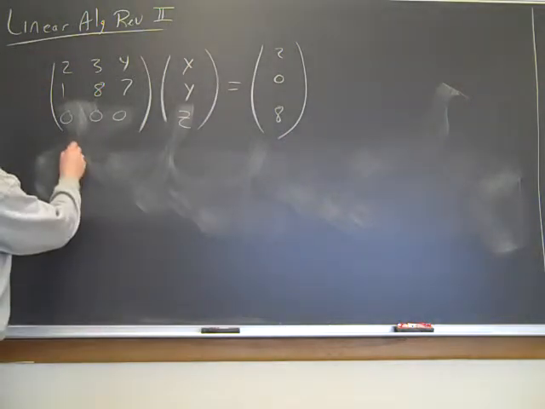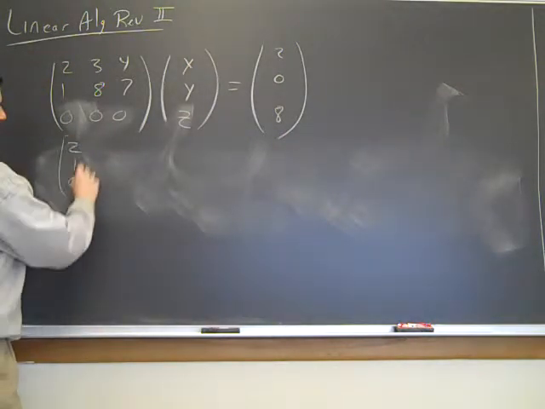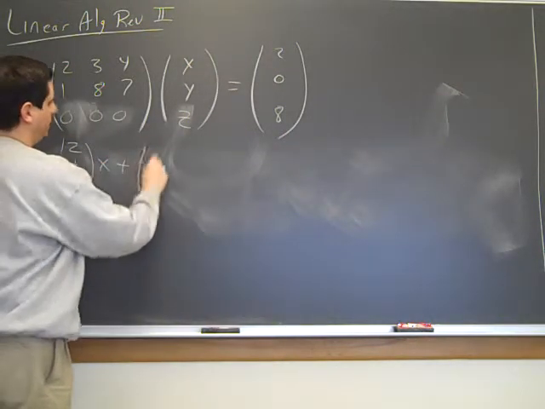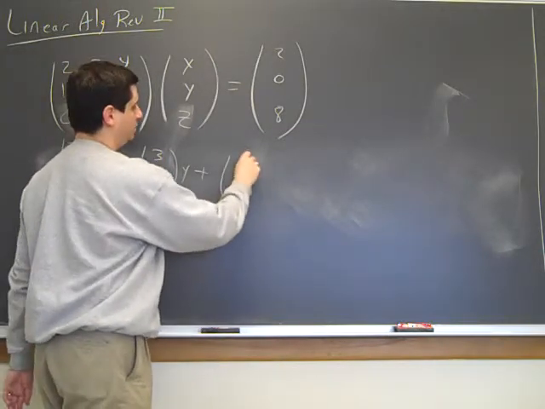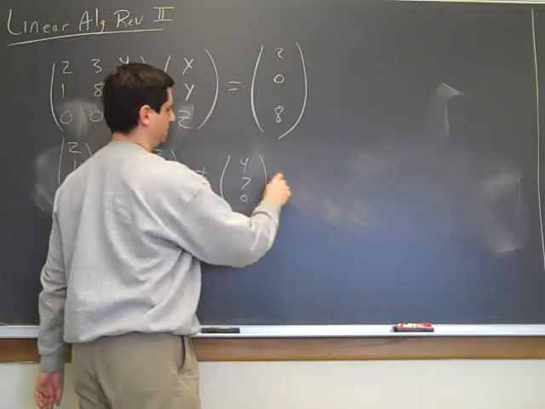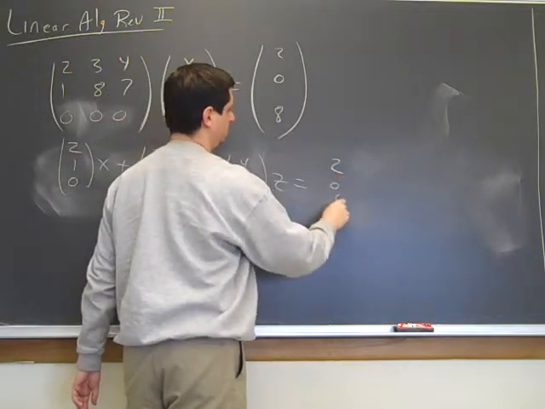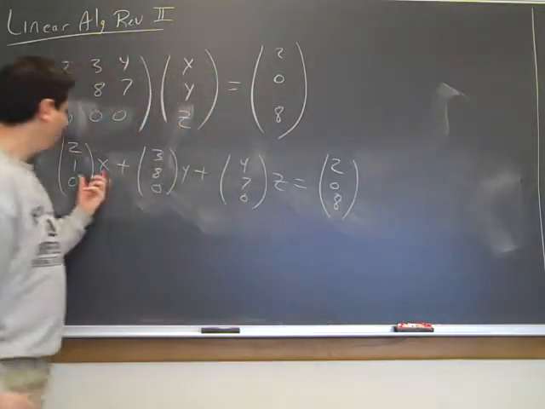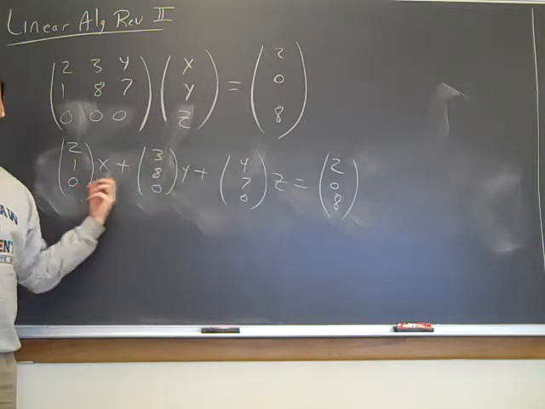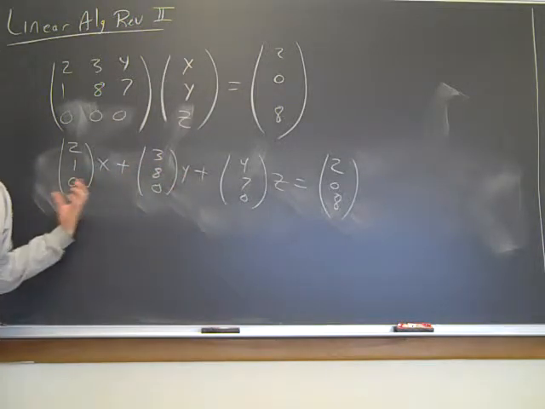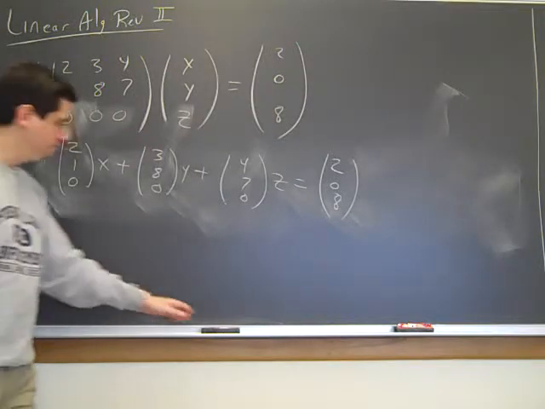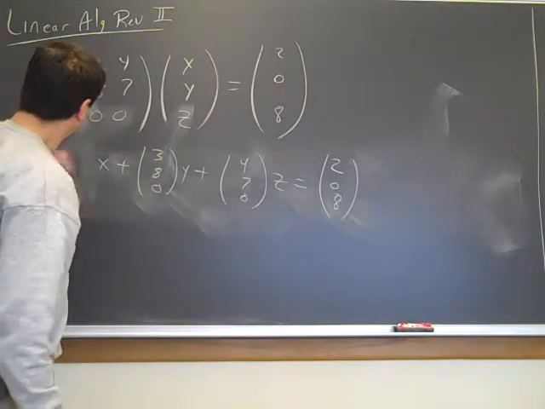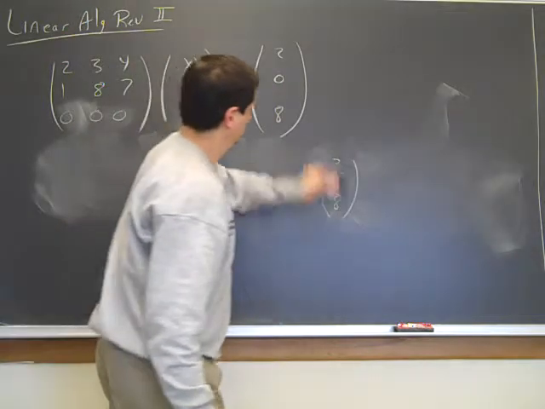So what's really going on is we have the vector 2, 1, 0. We have the vector 3, 8, 0. And we have the vector 4, 7, 0. And so all we're doing is we're getting basically combinations of things in the plane. There's no way we can ever get a z component. Okay, let's do one a little bit more interesting now.